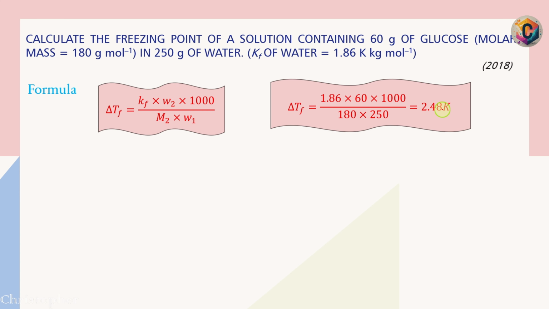If you substitute and simplify this, you will get the answer as 2.48, which means that if you dissolve 60 gram of glucose into 250 gram of water, the solution's freezing point is lowered by 2.48.